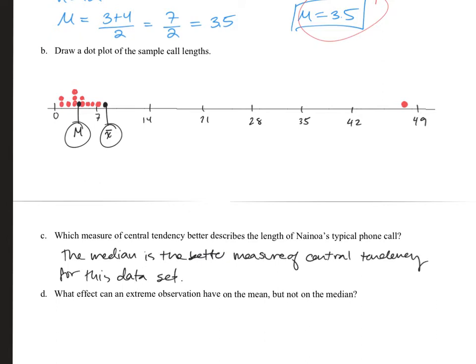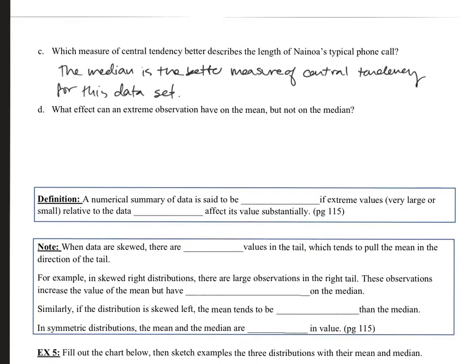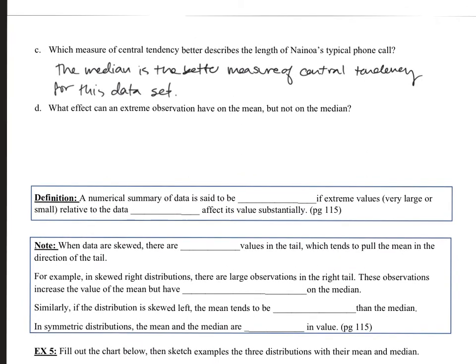Okay, but notice this is not always the case. Sometimes the mean might be the better measure of central tendency. So the reason for this one, why the mean wasn't the better one, is because we had this really large outlier over there. And that sadly was counted into our mean. Okay, so what effect can an extreme observation have on the mean but not on the median?